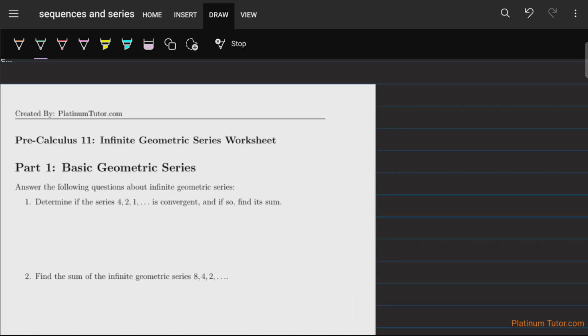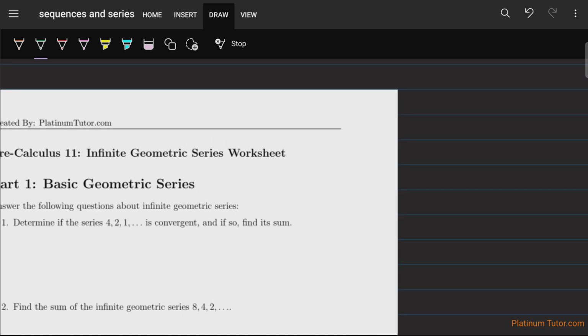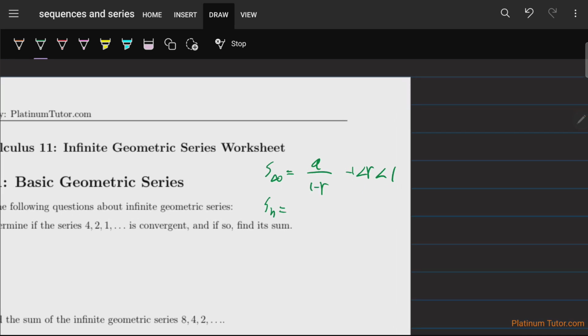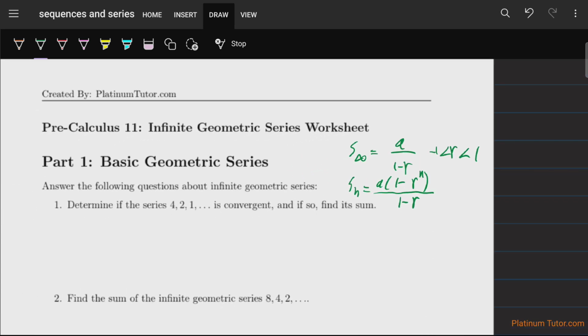The first thing I'll do, like before, is write down the formulas that we might need here. The first formula is S infinity is equal to A over 1 minus R, where R is between -1 and 1. Remember that in order for us to use this formula, this condition has to first be met. And I'll also write down the sum of a geometric series up to n terms in case we need to use that: A times 1 minus R to the n, all over 1 minus R. Okay, so let's get started.